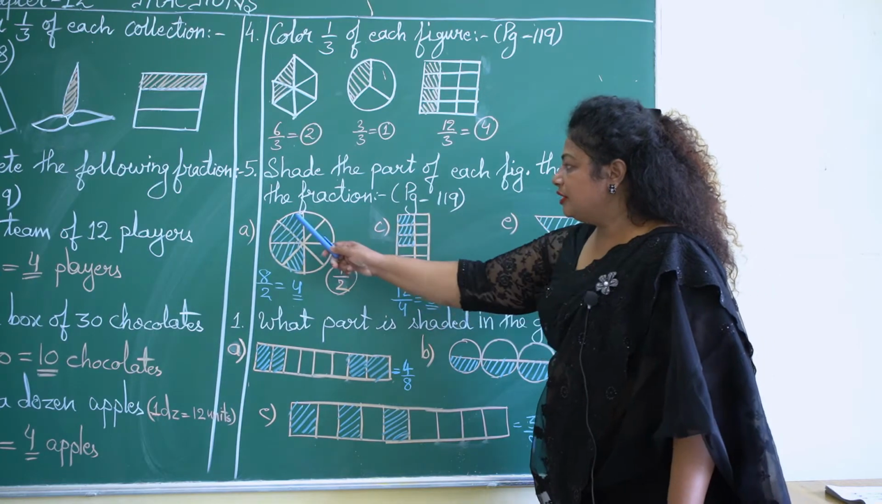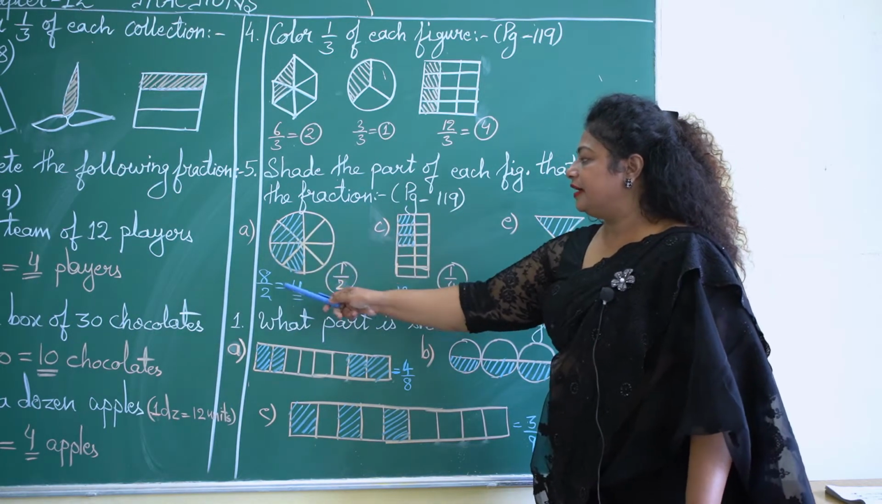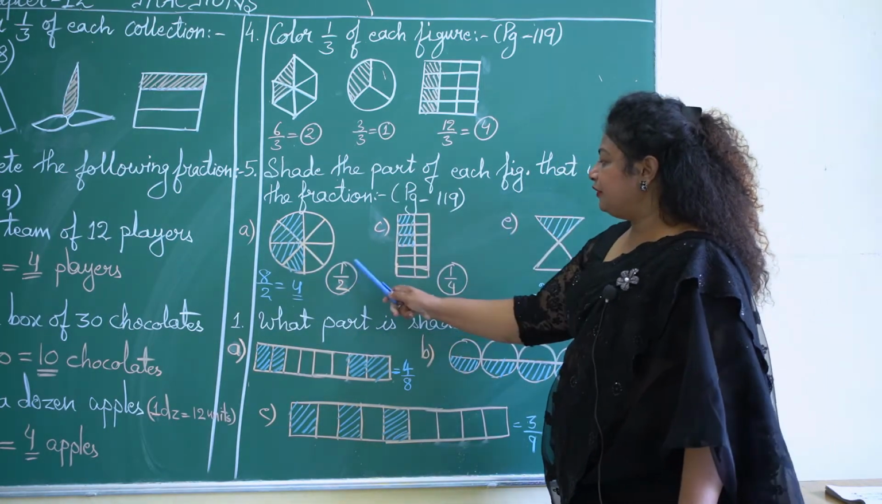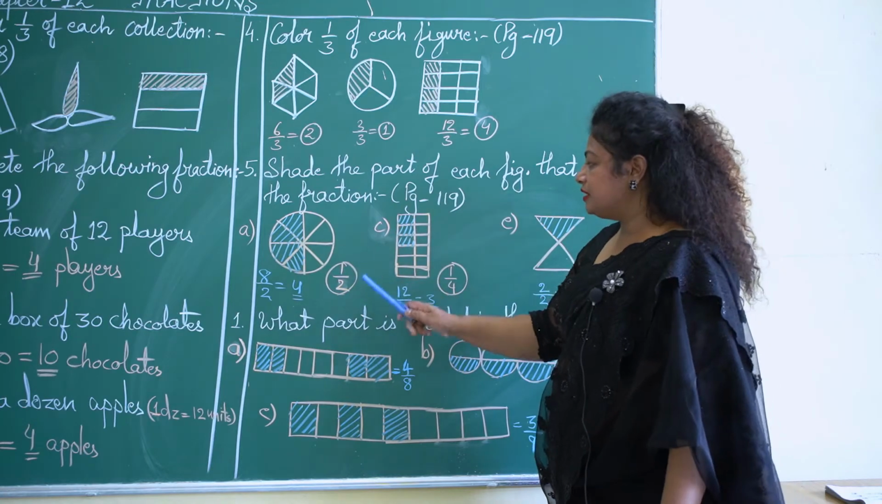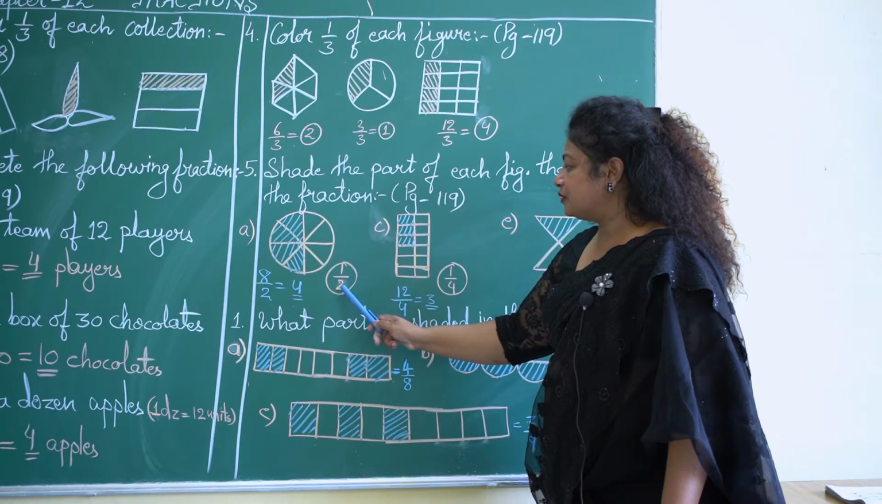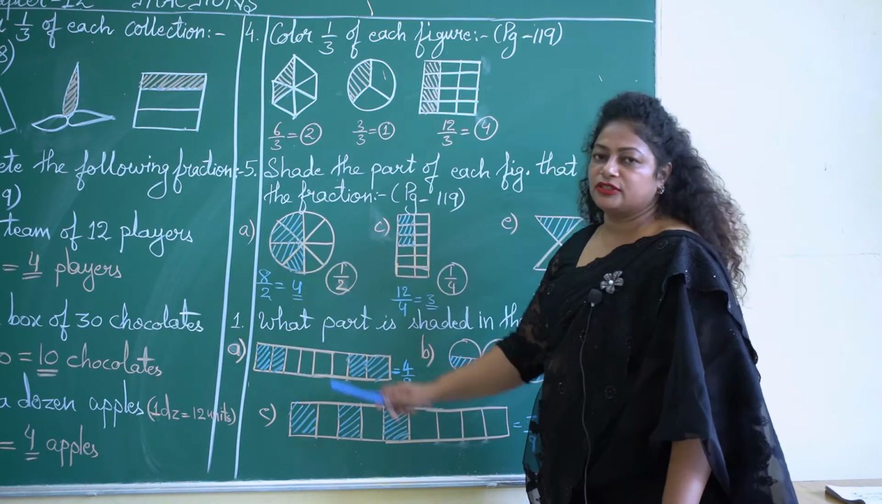divided. Let us count 1, 2, 3, 4, 5, 6, 7, 8. That means this figure is divided into 8 parts, but we have to shade half of it. So children, 8 by 2, because it has to be divided in half, so 8 by 2 will give you 4. That means we have to shade 4 parts of this figure.